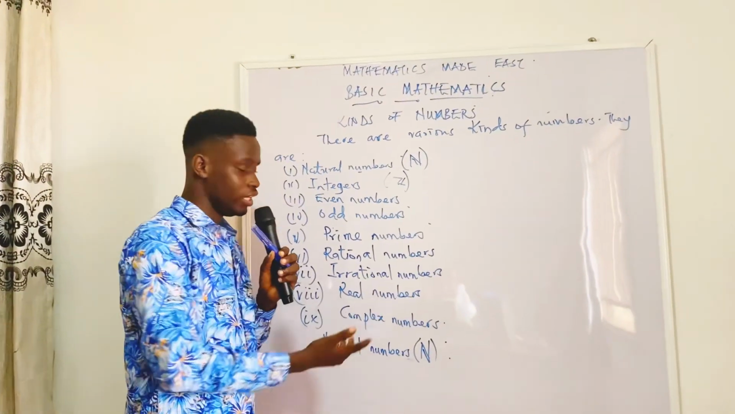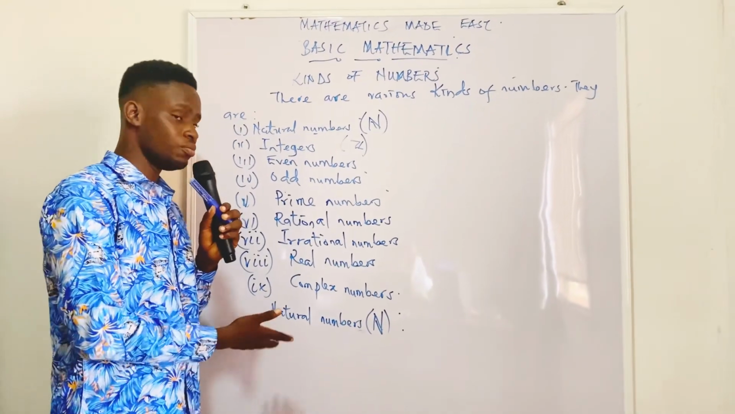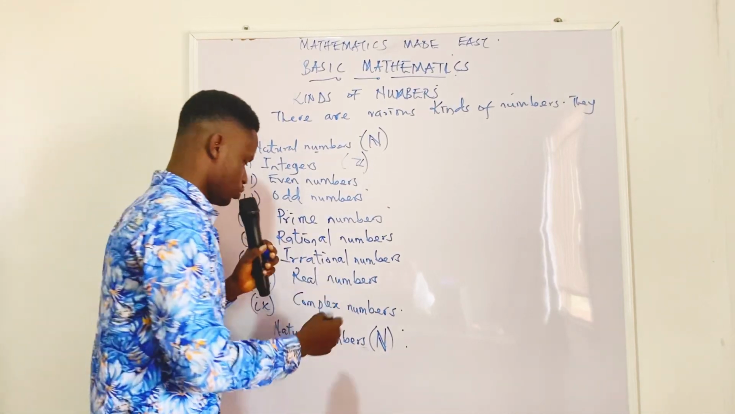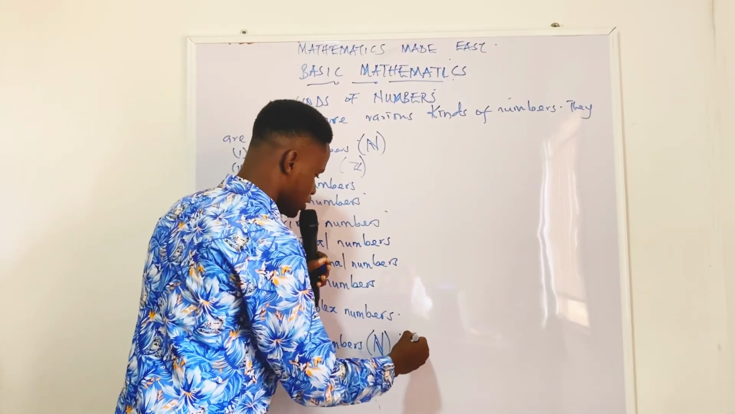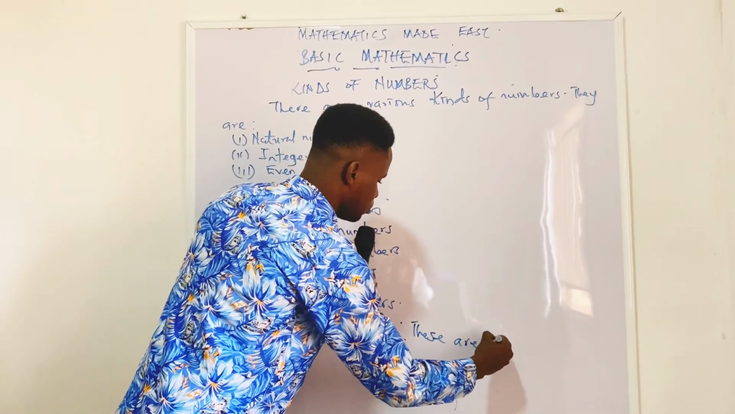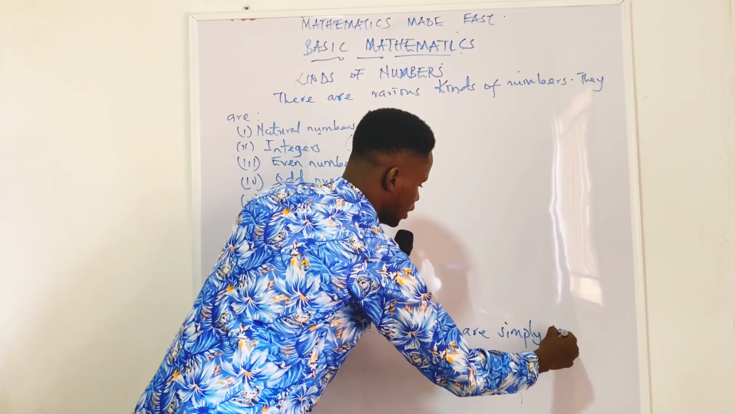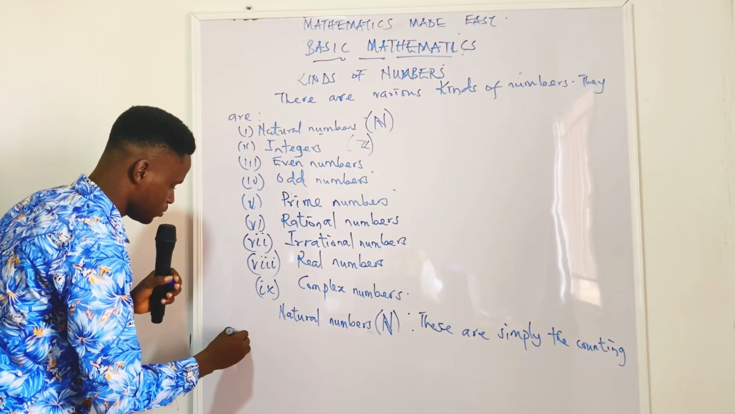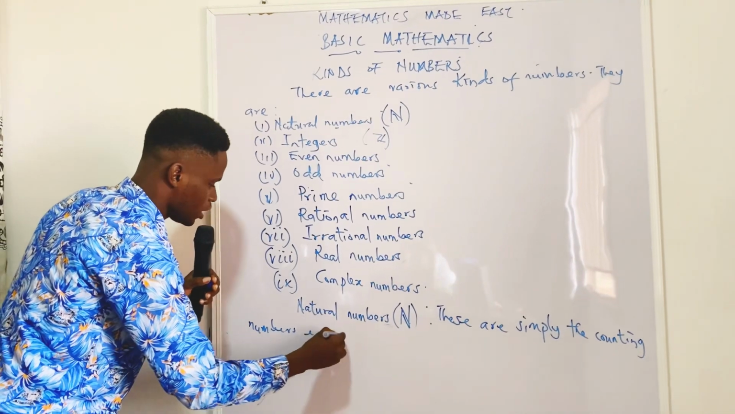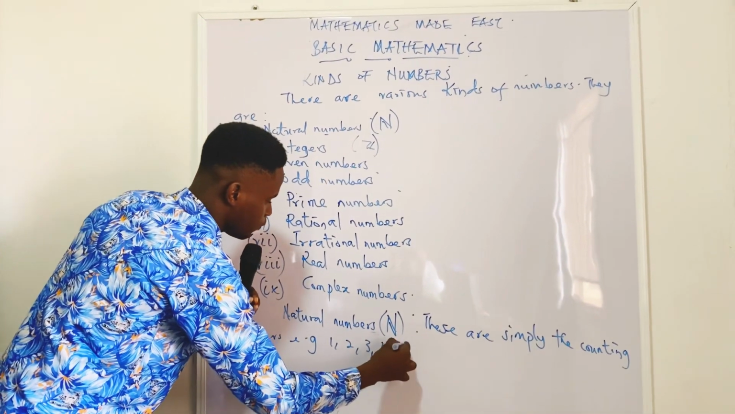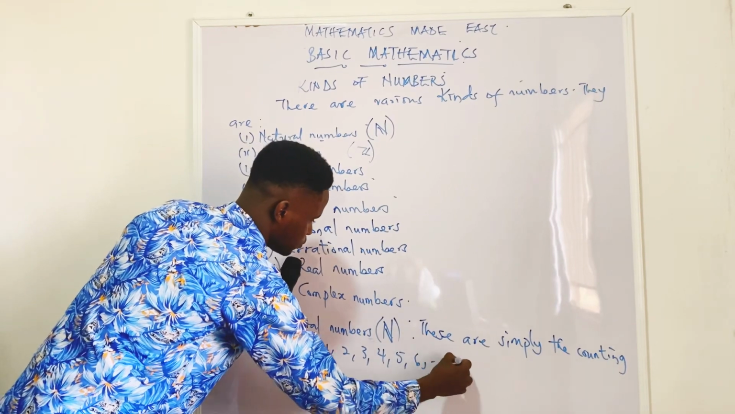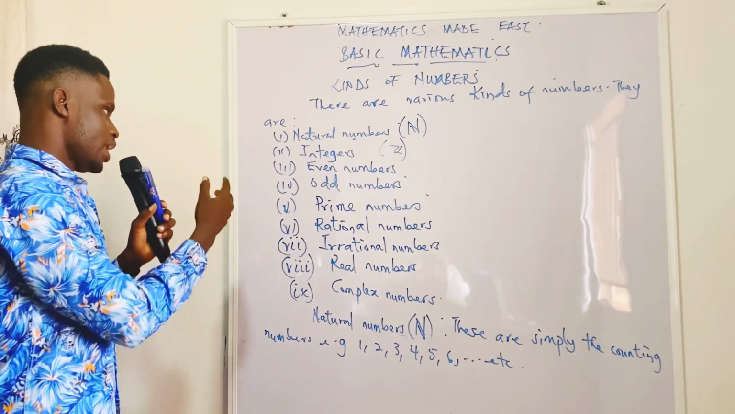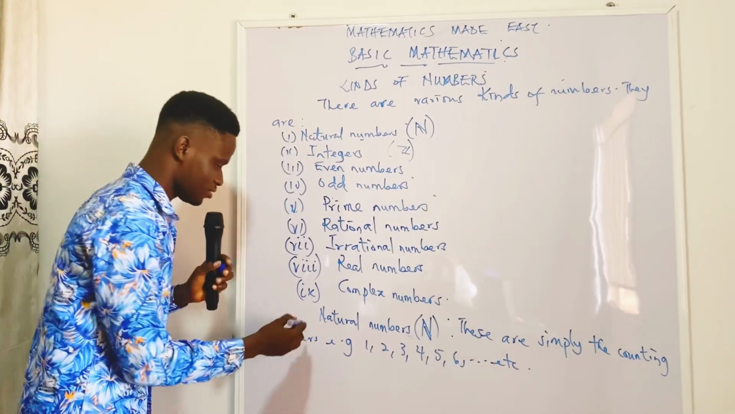So it's not a new thing. They are simply the counting numbers. And what are the counting numbers? 1, 2, 3, and so on. So I can simply say natural numbers are simply the counting numbers. As I've said, examples are 1, 2, 3, 4, 5, 6, and so on. So these are what we call natural numbers. Let's go to the next kind of number, integers.